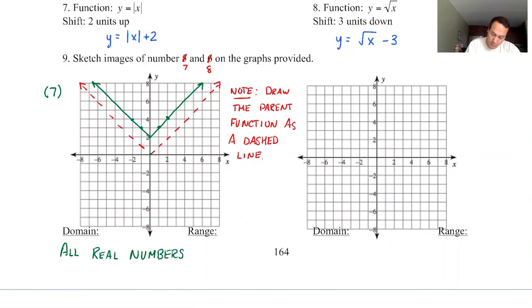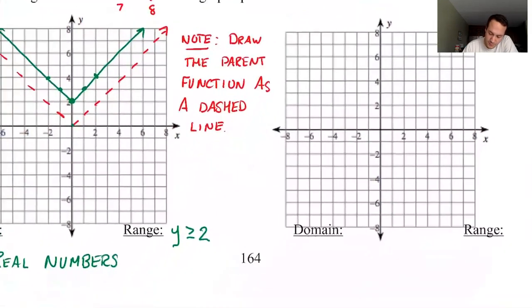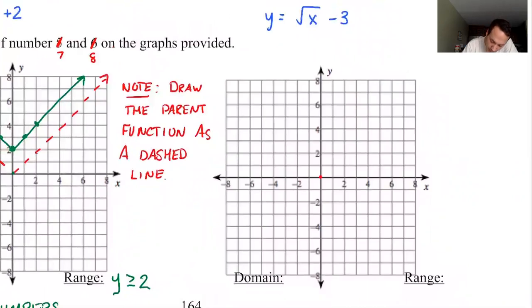My range, however, which was y is greater than or equal to 0, now got shifted up 2. So instead of y is greater than or equal to 0, this is going to be y is greater than or equal to 2. Okay, so just keep that in mind for us. And then let's take a look at this one. I've got the square root of x. Square root of x is the one that looks like this.